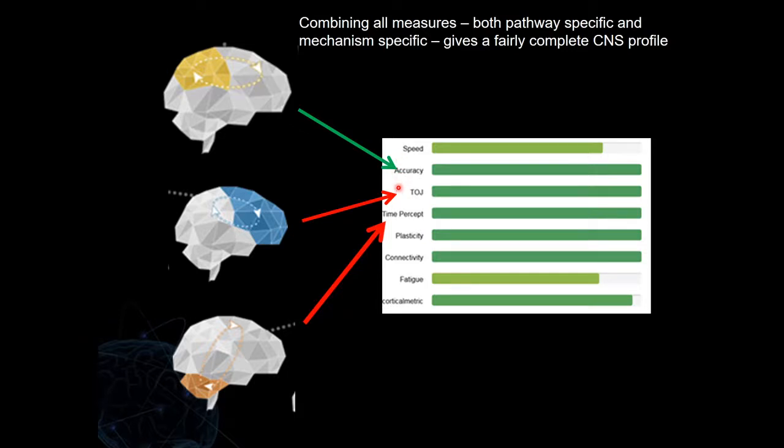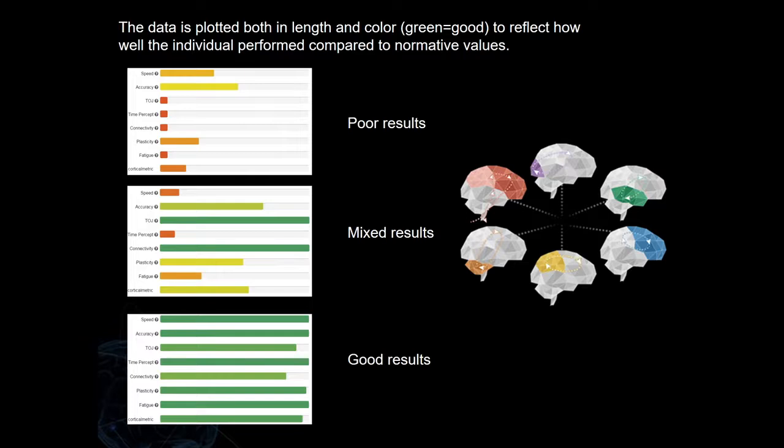So we have speed, accuracy, temporal order judgment, timing, perception. All of these tasks use either different mechanisms or different pathways. They target different functions of the brain. And what that does is that gives us a chart. So if someone did very well on amplitude discrimination, their accuracy test would be very good. So let's look at some examples of what different individuals look like.